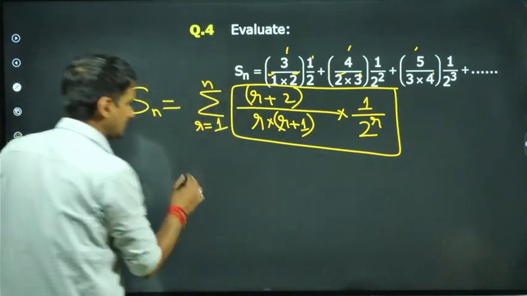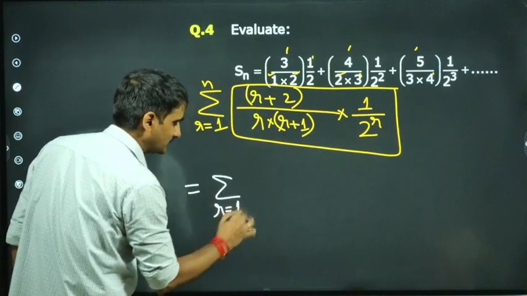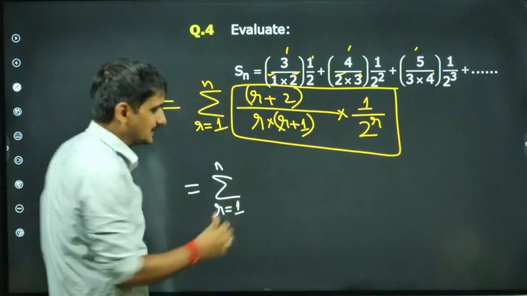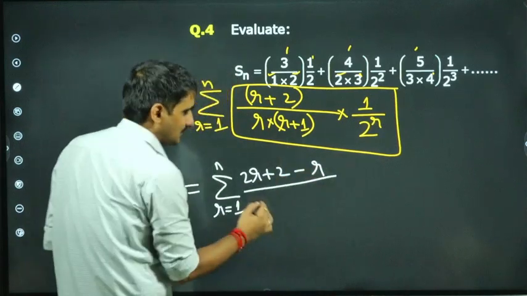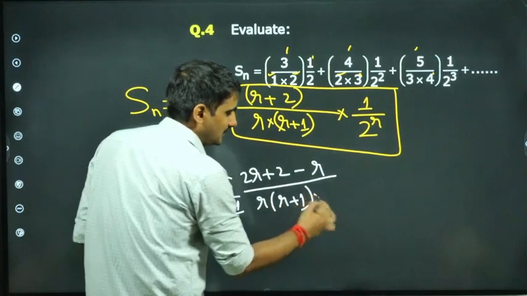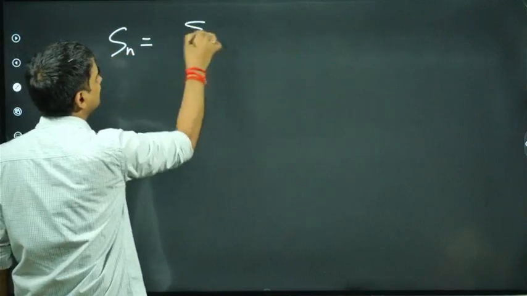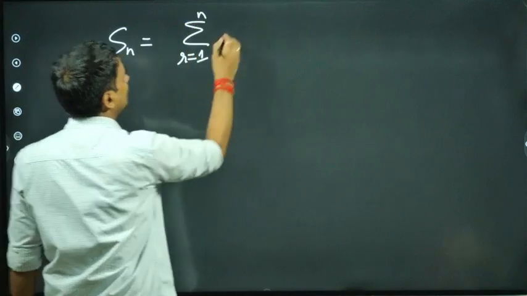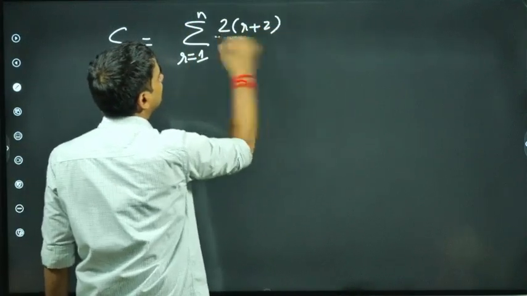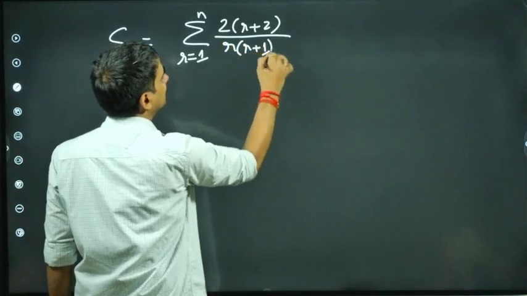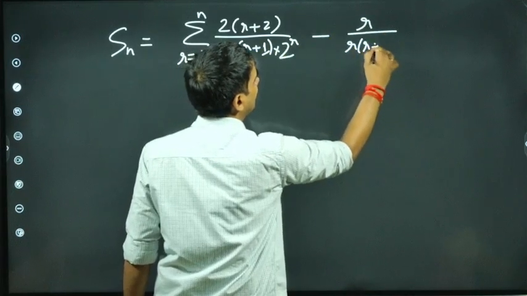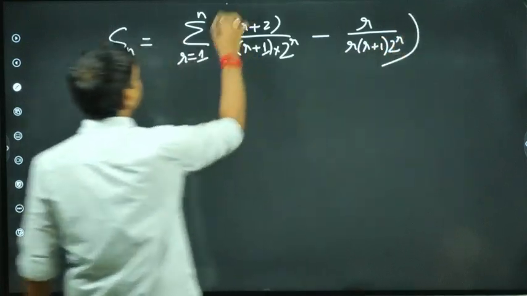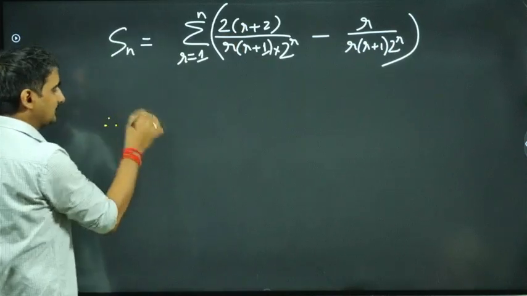Okay, so for that what I did was, r goes from 1 to n summation. Now I wrote r plus 2 as, I added r, so 2r plus 2 and I subtracted r, nothing else. Now it is r into r plus 1 into 2 raised to the power r. So now I broke it into, Sn is nothing but summation r goes from 1 to n, 2 times r plus 2 over r into r plus 1 into 2 raised to the power r minus r over r into r plus 1 into 2 raised to the power r. So this is how we will write here. So therefore what are we going to get?